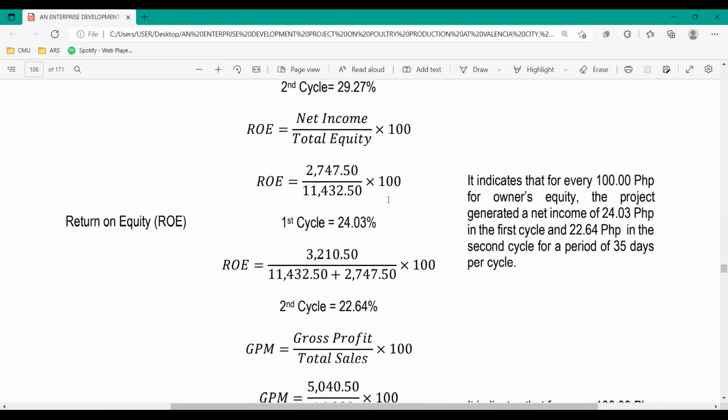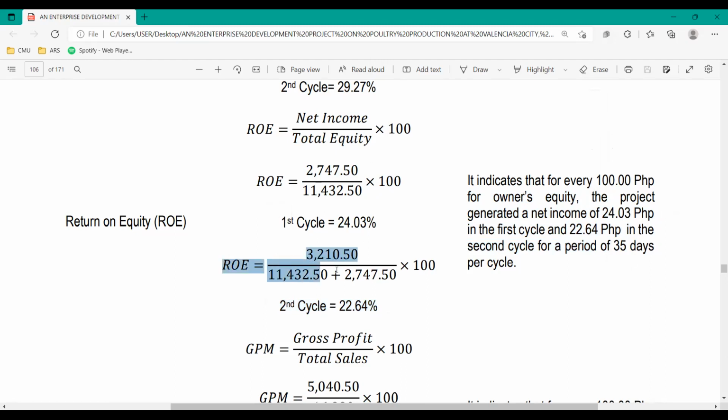Well, for ROE, as you can see here, we have net income over my equity. It's actually the same as my ROI for the first cycle. They are the same because I have no other equity. My investment is the same as my equity. So it indicates that for every 100 pesos of owner's equity, the project generated a net income of 24.03 Philippine pesos in the first cycle and 22,000 in the second cycle. As you can see here, that is 22,000.